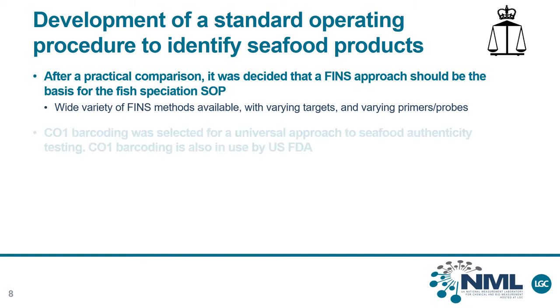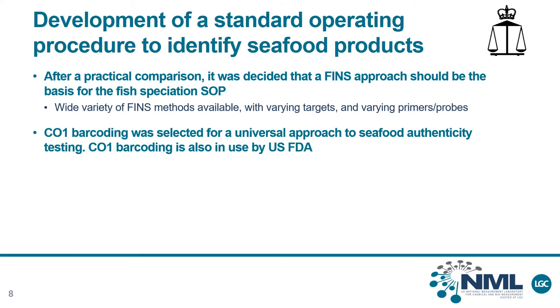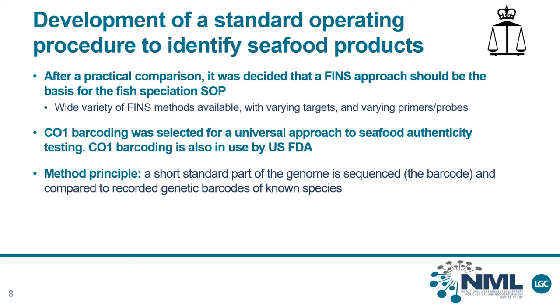A barcoding approach utilizing the CO1 target, part of the cytochrome C oxidase 1 gene, was chosen as the universal methodology for fish speciation, and primers are specified in the Labelfish SOP. DNA barcoding functions by amplifying and sequencing a short standard part of the genome, the barcode, followed by comparison with recorded barcodes from known species. The CO1 gene has a high level of variation, allowing analysts to distinguish between closely related species.